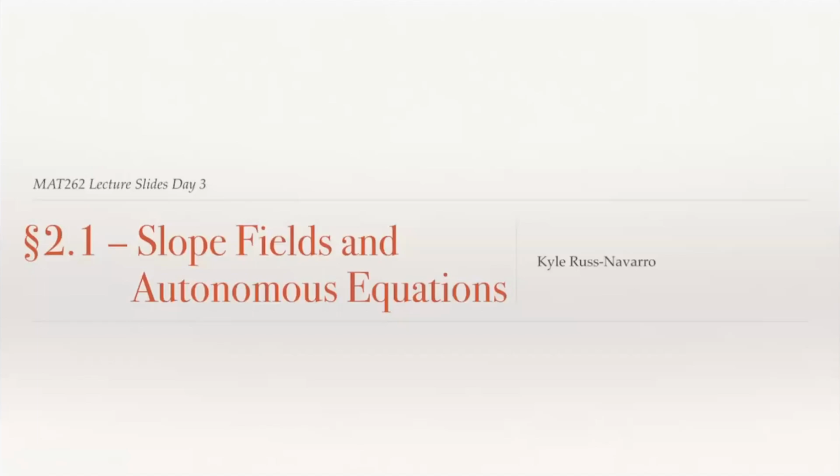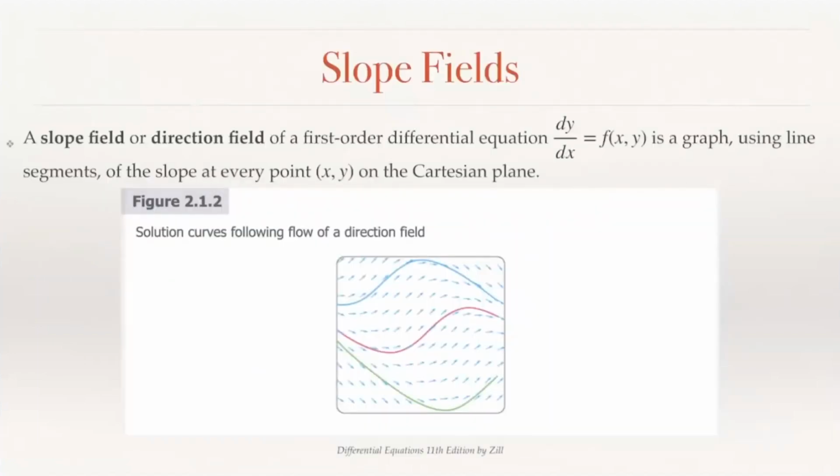Hello, and welcome to the Chapter 2.1 online lecture on slope fields and autonomous equations. A slope field, or direction field, synonyms of a first-order differential equation, dy/dx equals f of x, y, is a graph using line segments of the slope at every point (x, y) on the Cartesian plane given by the differential equation. So this differential equation is literally saying that the slope dy/dx at any point (x, y) is f of x, y.